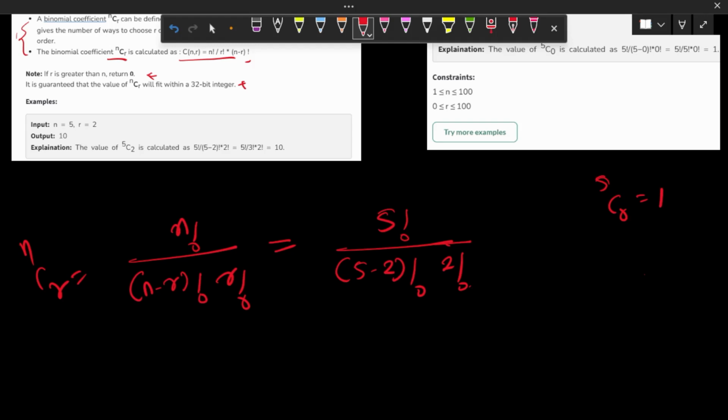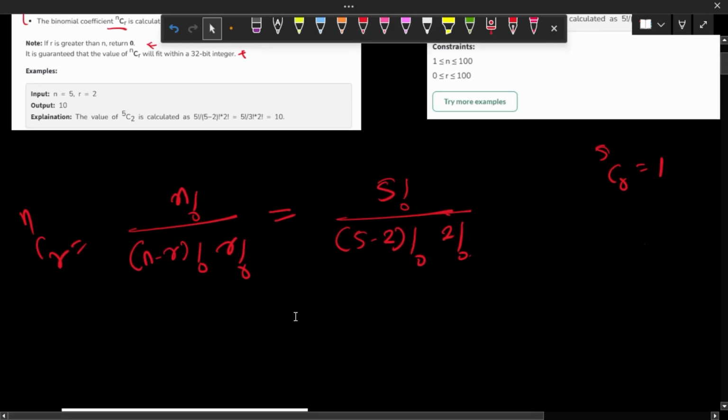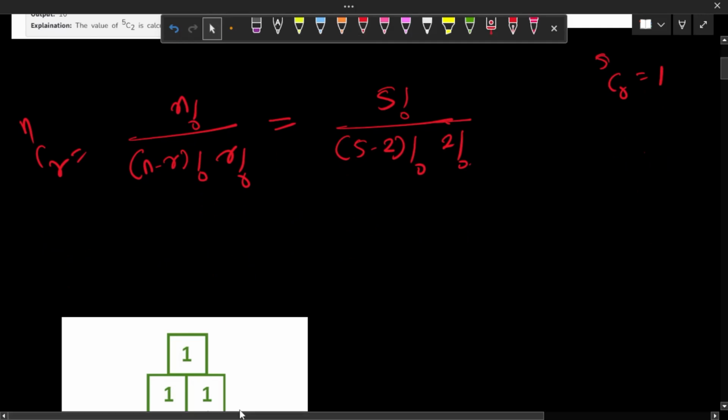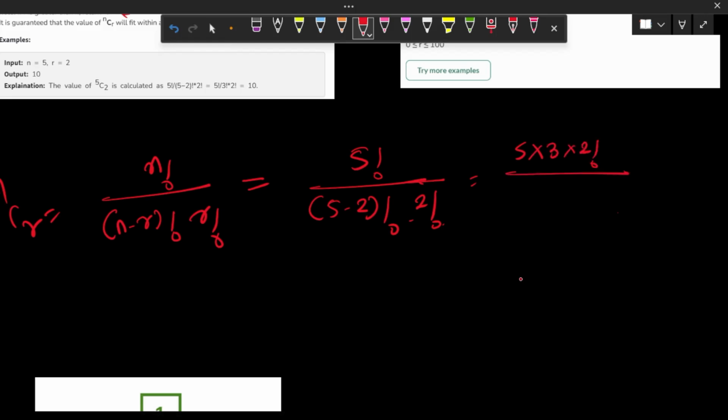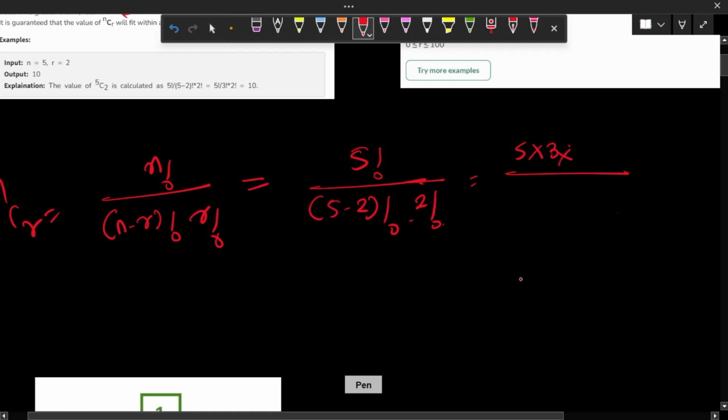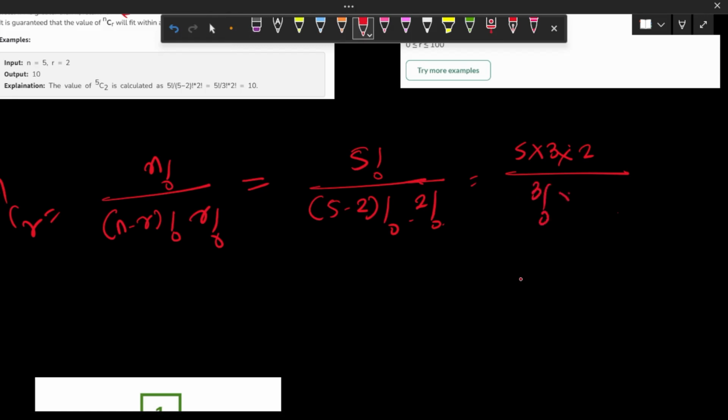So we are given an example test case. Let's try to solve this example. We are given 5C2. So how will we solve this 5C2? This is 5 factorial upon (5 minus 2) factorial times 2 factorial. Now let's try to solve this. That is 5 factorial upon 3 factorial into 2 factorial.